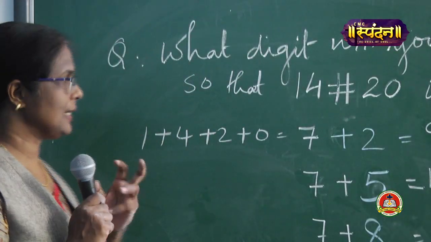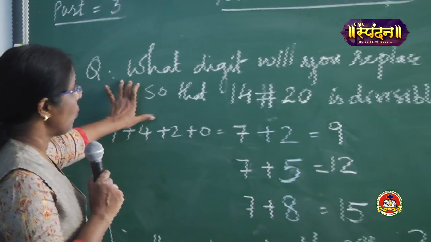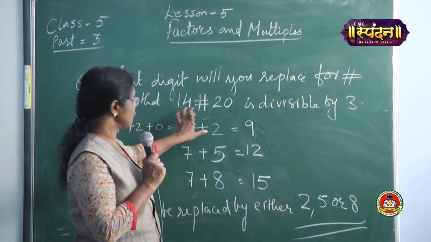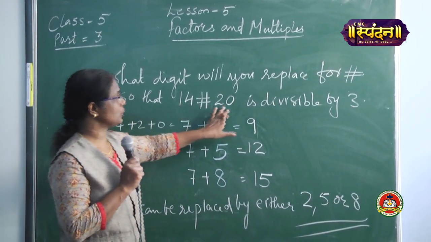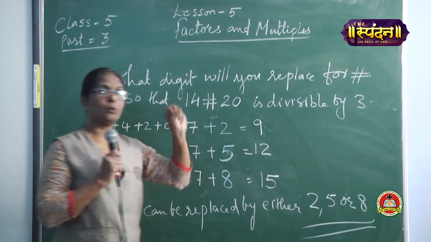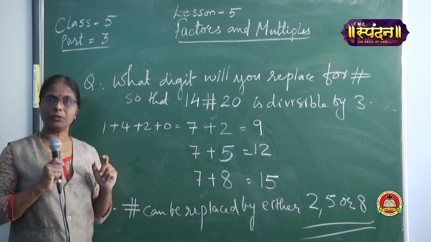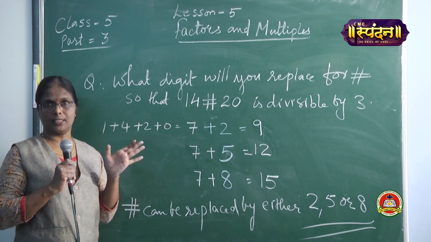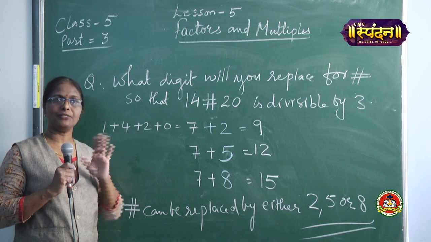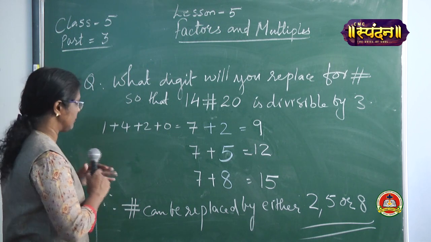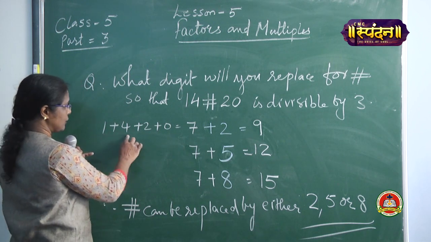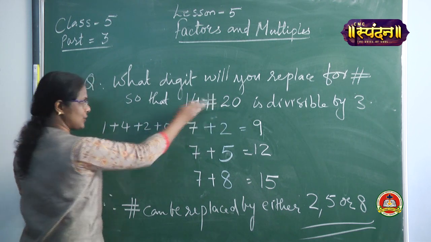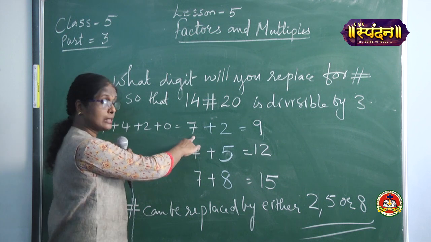Now children, we will see an example from your book itself: what digit will you place for the asterisk sign, so that the number 1 4 asterisk 2 0 is divisible by 3? Now let's revise. What is the divisibility rule by 3? A number is divisible by 3 if the sum of the digits is a multiple of 3. So check 1 plus 4 plus 2 plus 0, leaving out the asterisk sign. We got the sum as 7.